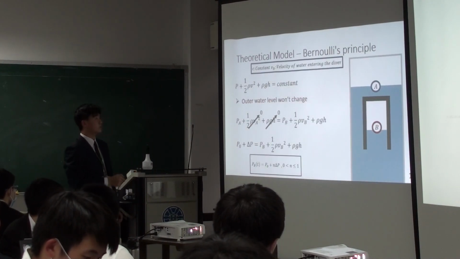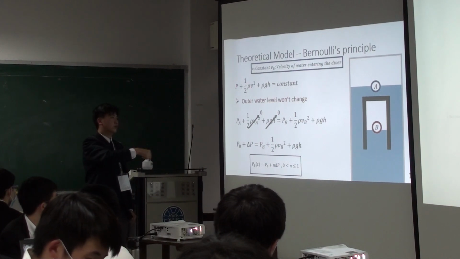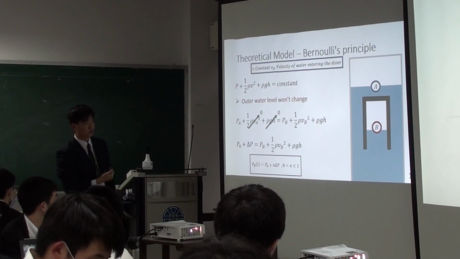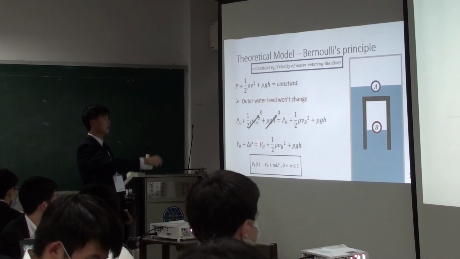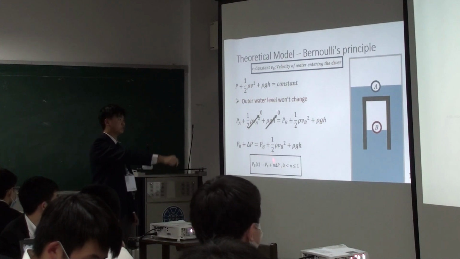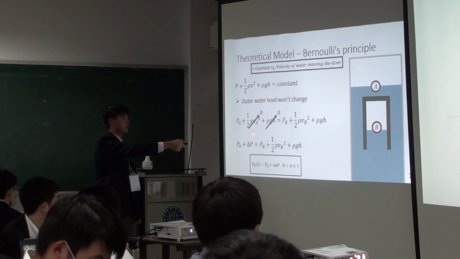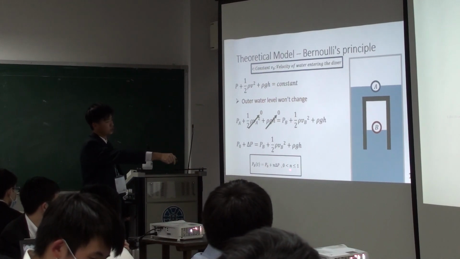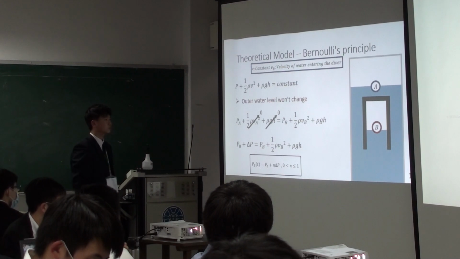And the next part is about Bernoulli's principle. As we all know, the potential energy plus the kinetic energy equals a constant. Therefore, we'll assume two points, point A and point B. As I mentioned, the outer water level will not change, so VA equals 0, while the H also equals 0. After simplifying the equation, we can finally get this equation that shows the value of VB, which is the velocity of water entering the diver.